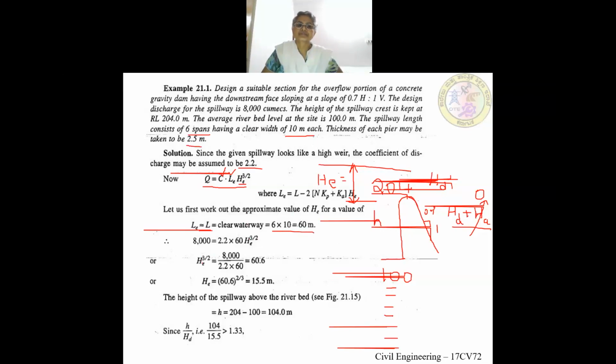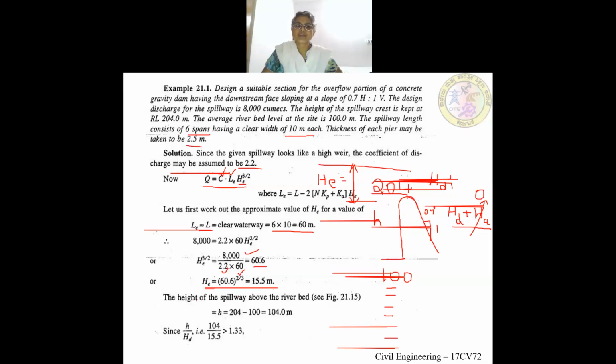And then from this formula, we'll find out He. Substitute the discharge, and this is Cd, and Le is approximated as L. So you'll get 60.6. He to the power of 3 by 2 is 60.6. He is 15.5 meters.